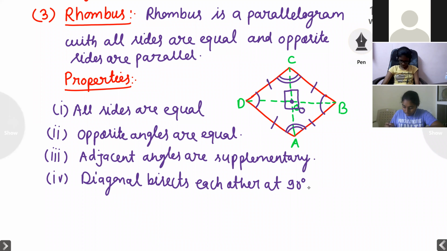Now students, listen here. Why have I explained all these properties? With the help of these properties, we are going to solve so many questions. That's why we have learned all the properties. Okay.